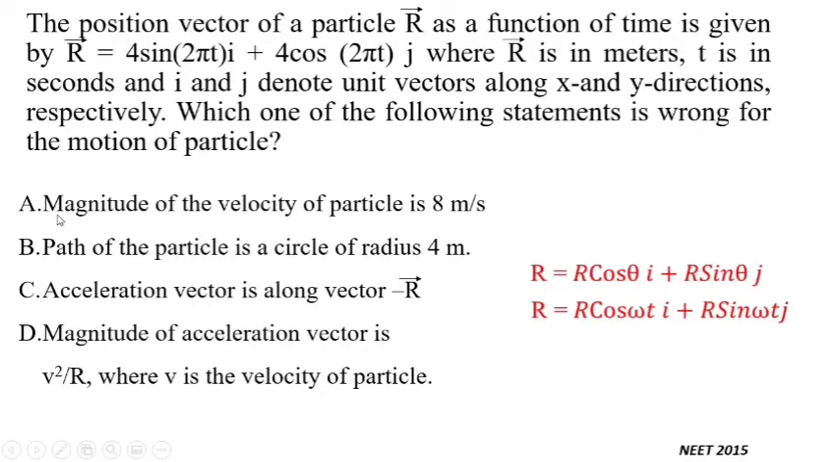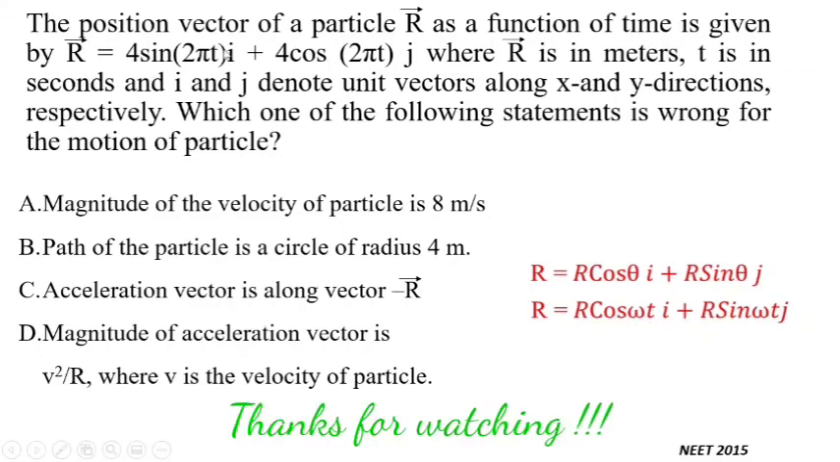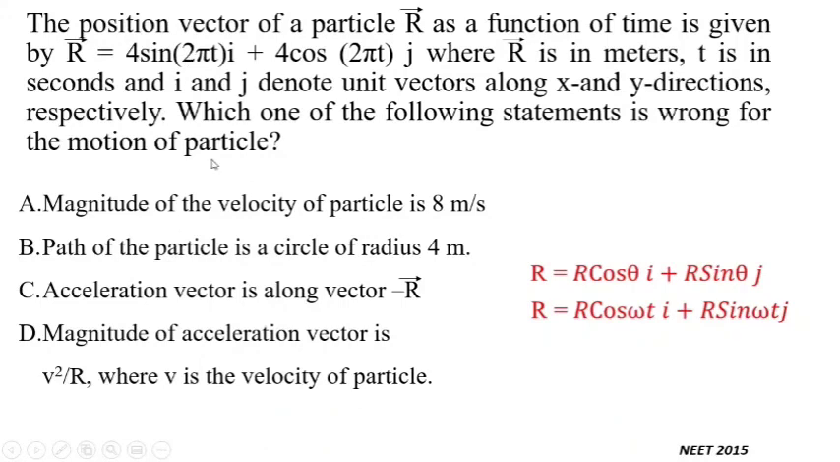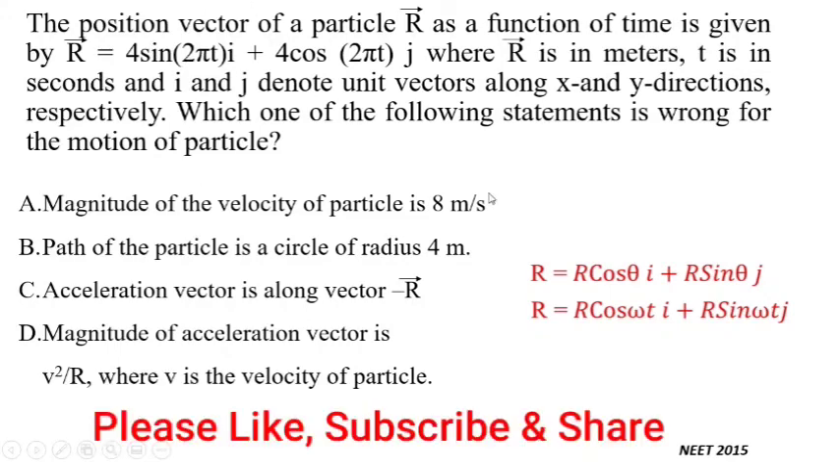In option A it is given that the magnitude of the velocity of the particle is 8 meter per second. You need to verify this particular magnitude. Without calculating we can directly find r omega. If you compare this particular equation with this, you can find that omega equal to 2 pi. In this equation omega is 2 pi and r is 4. Linear velocity formula v equal to r omega. Here r is 4, omega is 2 pi. If you multiply these two, you will get the magnitude of velocity. So it is equal to 8 pi, not only 8.